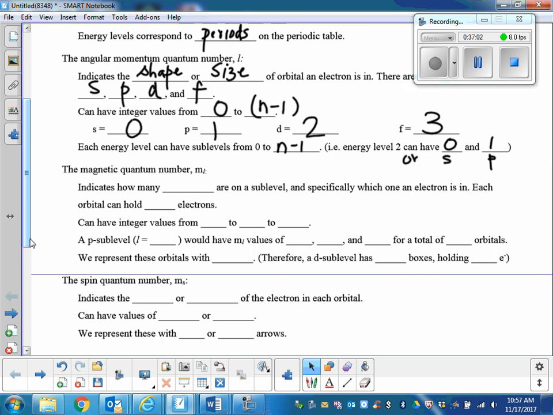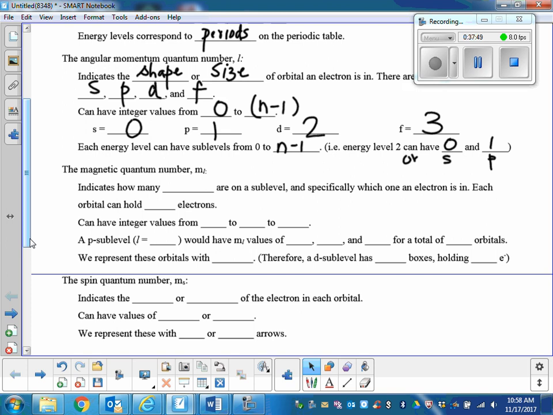But when L equals 1, are you with me? What are the possible values? It can be minus 1, 0, plus 1. Yes or no? Those are the 3p orbitals, oriented along the x, y, and z axis. Alright? So you have the 3s, which is 1 box. You have the 3p, which is minus 1, 0, plus 1, which is 3 boxes, or the orientation of the dumbbells.